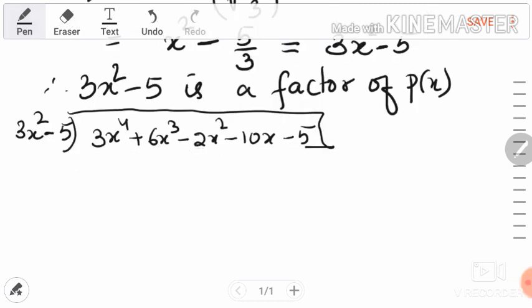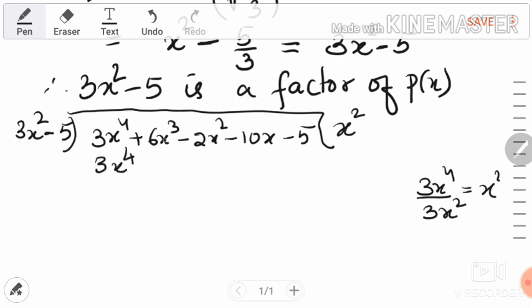The dividend polynomial is already arranged in descending order of the power of the variable, and the divisor is also in the descending order of the power of the variable. So let's start finding the quotient terms. To get the first term of the quotient, we divide the first term of the dividend by the first term of the divisor. That is 3x to the power 4 divided by 3x square. We get x square. So x square is the first term of the quotient. Now multiplying x square with every term of the divisor, we get 3x to the power 4 minus 5x square. So it will be written under the like term minus 2x square. Now changing the sign.